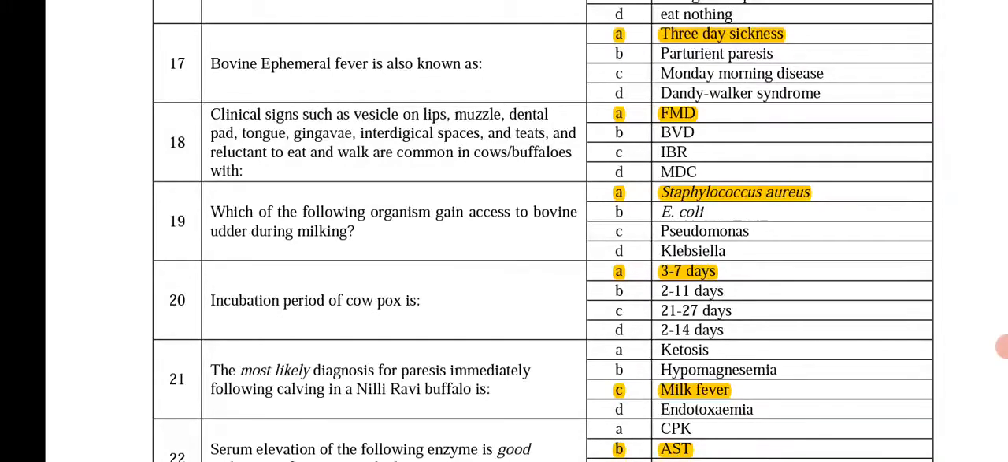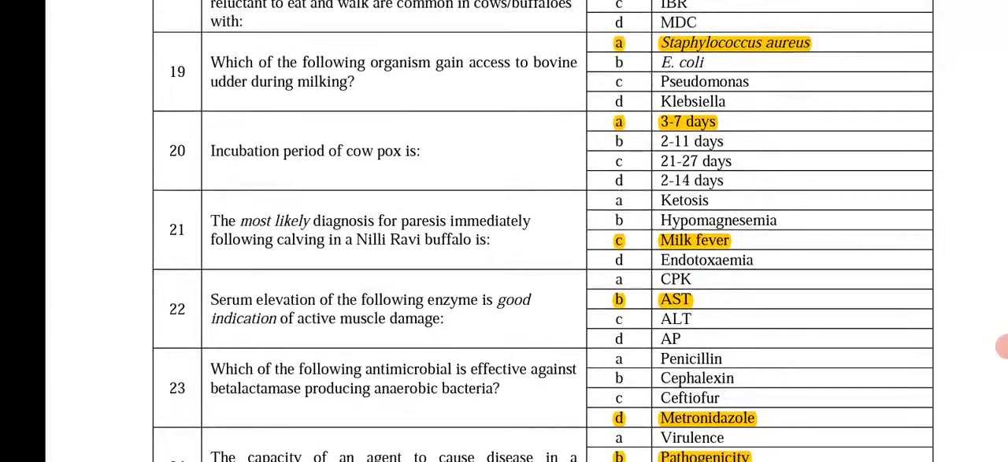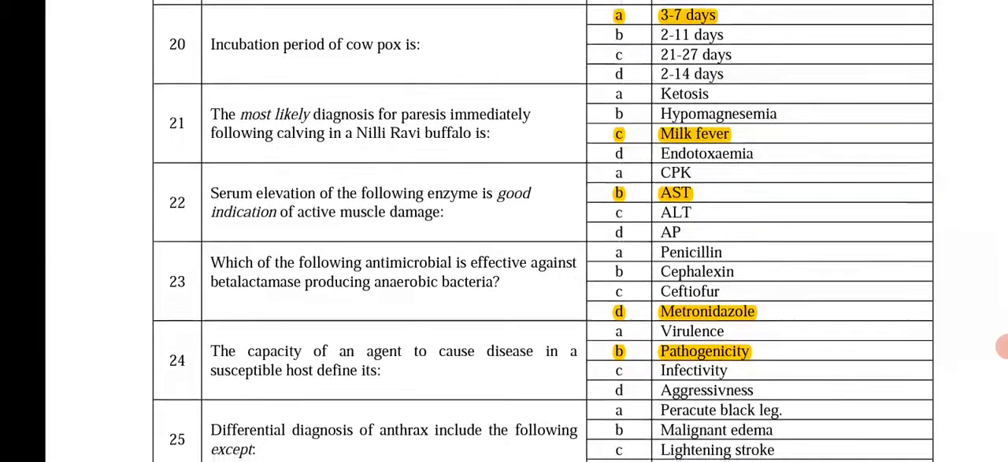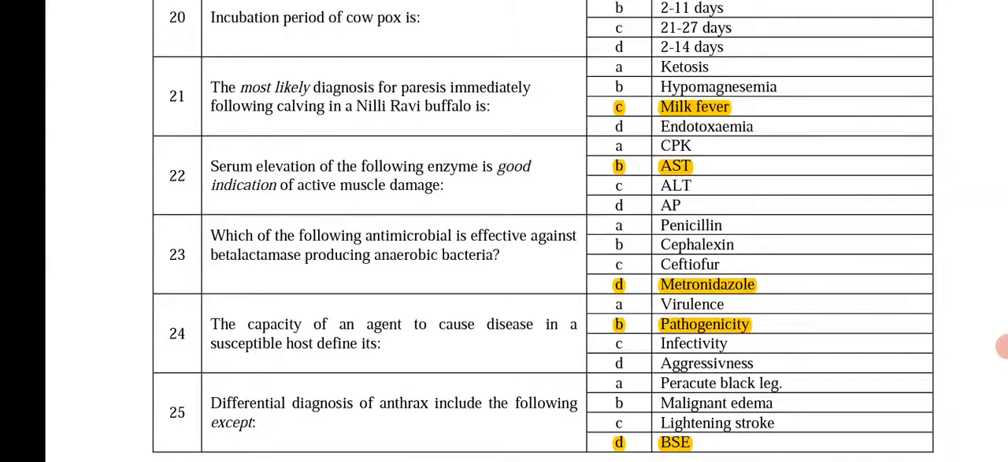The most likely diagnosis of paresis immediately following calving in the Ravi buffalo is milk fever. Serum elevation of the following enzyme is a good indication of active muscle damage: AST. Which of the following antimicrobials is effective against beta-lactamase producing anaerobic bacteria? Metronidazole.